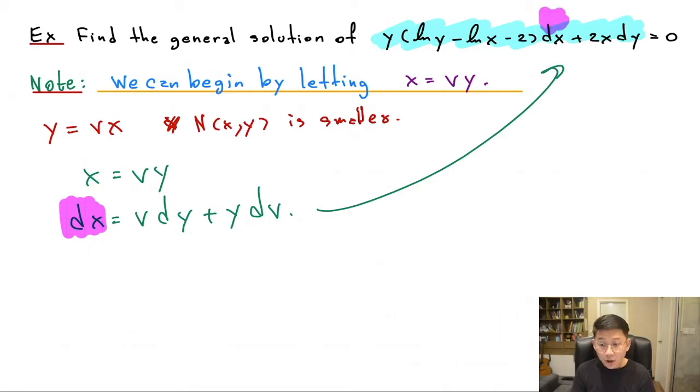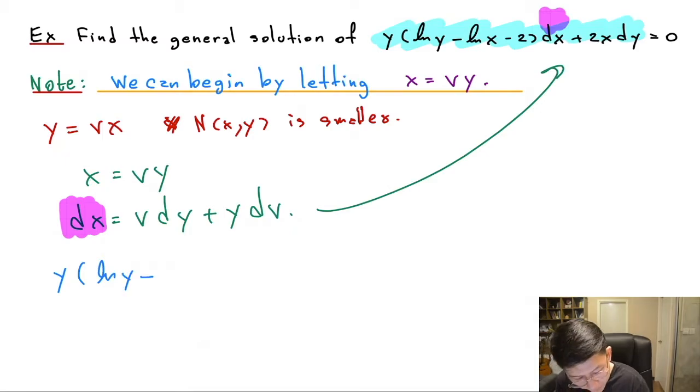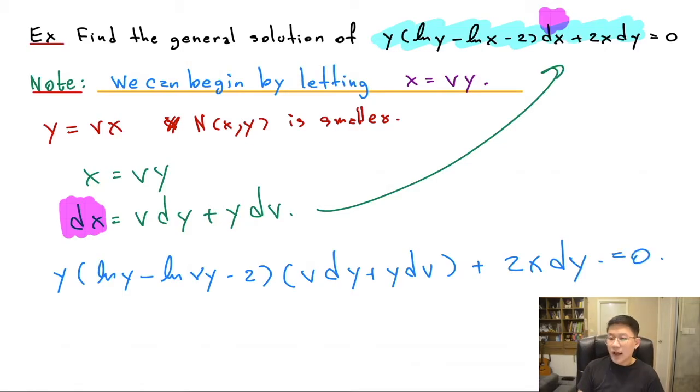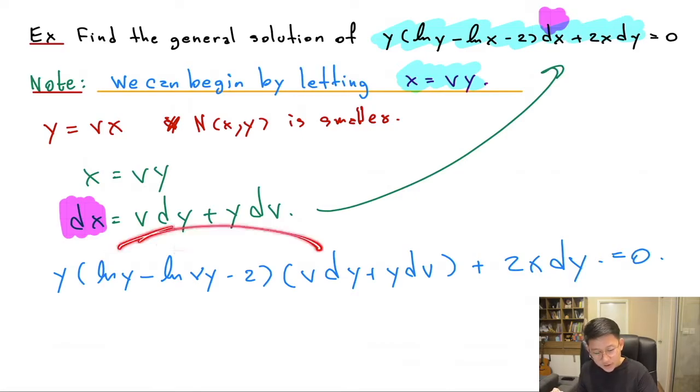And that is a lot harder. Why? Because if you look here, you get y log y minus log x. Sorry, log of x would be log of vy minus 2, and dx would be v dy plus y dv plus 2x dy. And if you do substitution this way, letting x equals vy, you need to do this multiplication, and it's not fun.